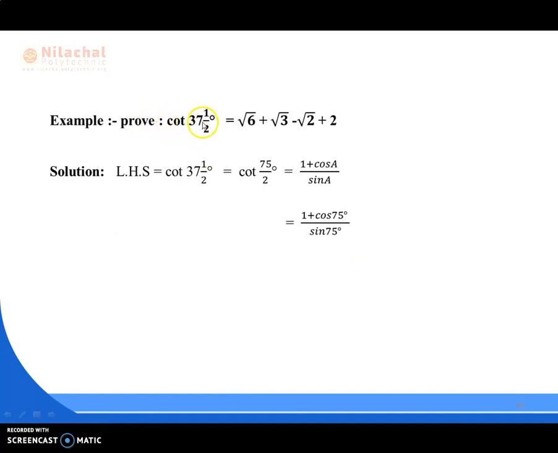Prove that cot 37 and a half degrees equals root 6 plus root 3 minus root 2 plus 2. So we start from the LHS side.